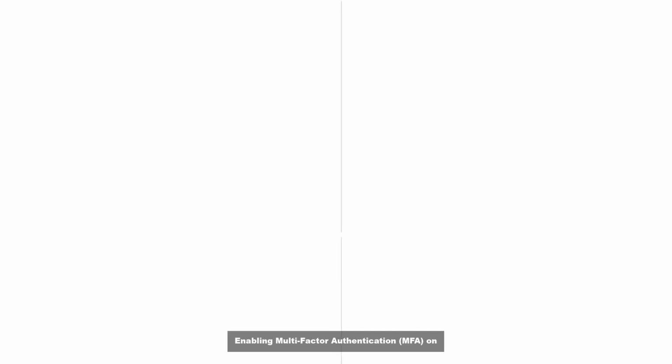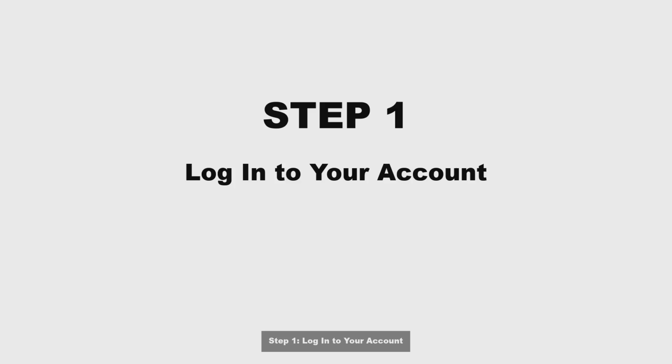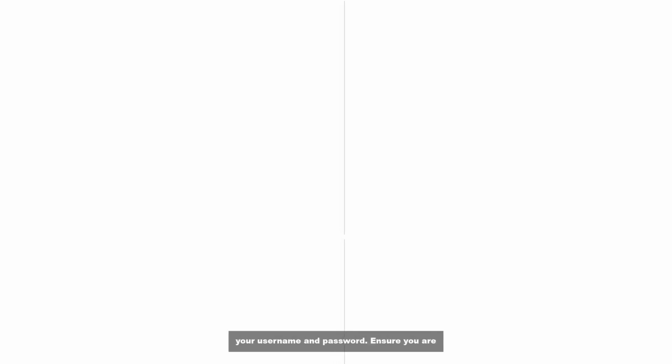Enabling multi-factor authentication (MFA) on Joule Assets enhances the security of your account by requiring additional verification steps. Follow these steps to set it up effectively. Step 1. Log into your account. Access the Joule Assets platform by entering your username and password. Ensure you are using a secure internet connection to protect your credentials.